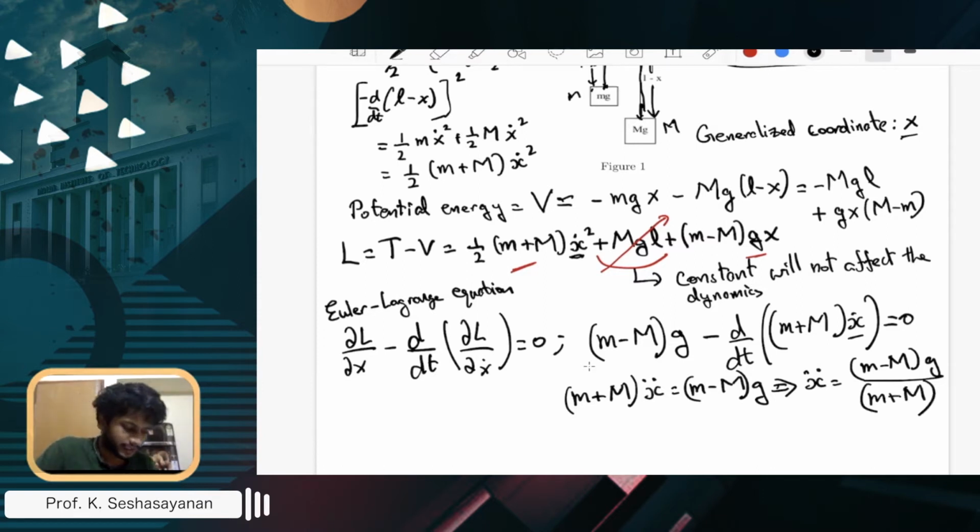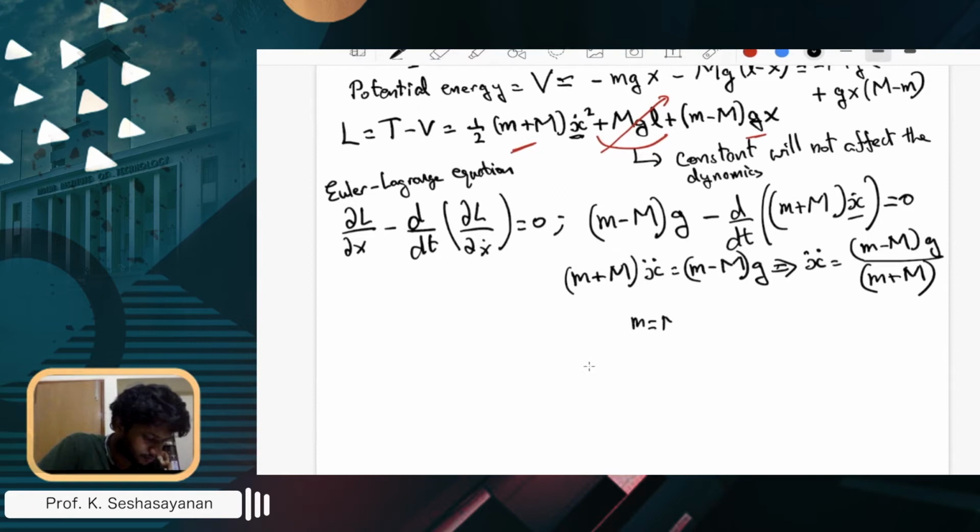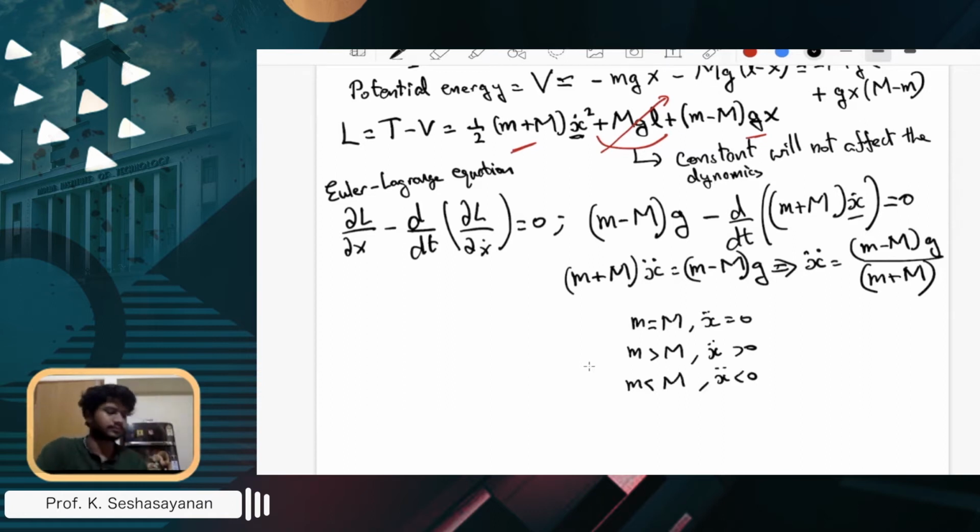Okay. So if the masses are the same, we say that the acceleration is 0, and if the mass small m is greater than capital M, we have x double dot which is positive, and small m less than capital M, x double dot which is negative. Okay. So this is the standard result which you can also get using Newtonian mechanics, Newton's laws of motion.